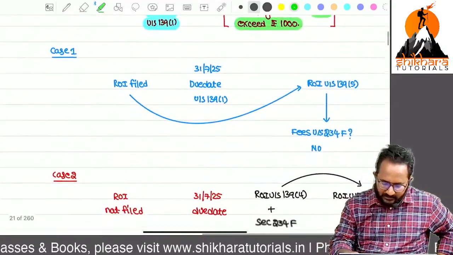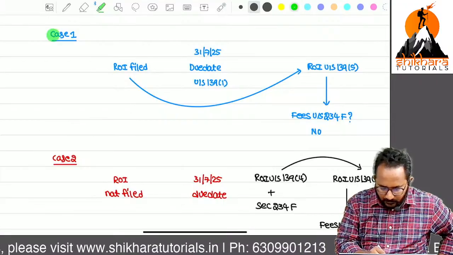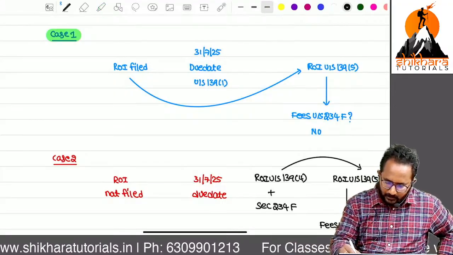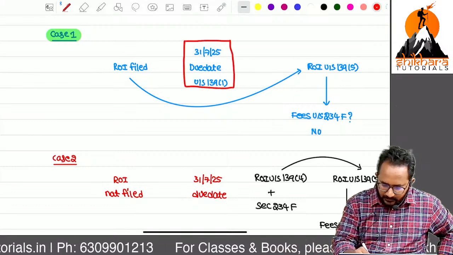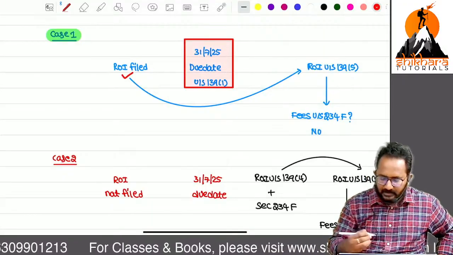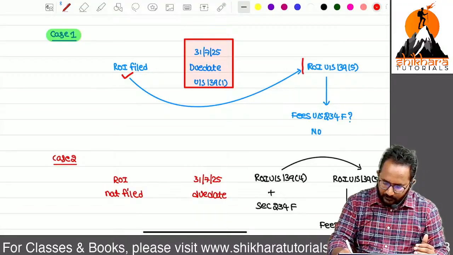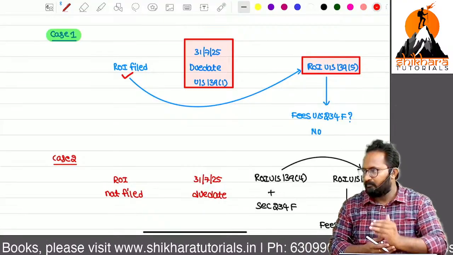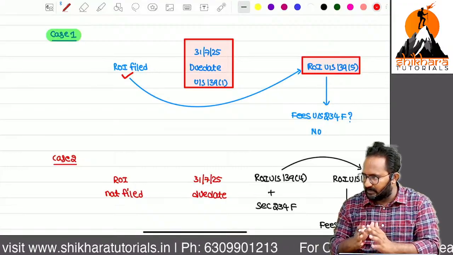Now I want to make some analysis with respect to the fees point. Listen carefully. Just take this as a due date. What is the due date in our example? 31st July 2025. Before the due date itself, you file the return of income. Can I revise that return after the due date? Yes, but revising the return has some time limit. What is the time limit? Three months prior to the end of the relevant assessment year or assessment completion, whichever is earlier.